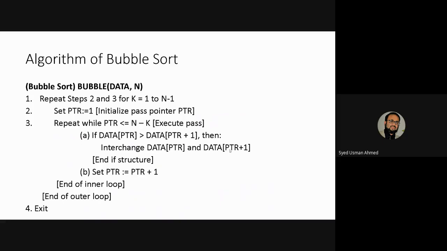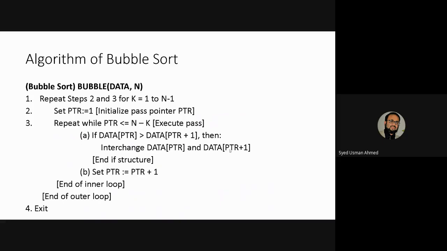In each iteration, we do two things. One is we check whether the data pointed to by PTR is more than the data ahead of this PTR. If this condition is true, we interchange the two.